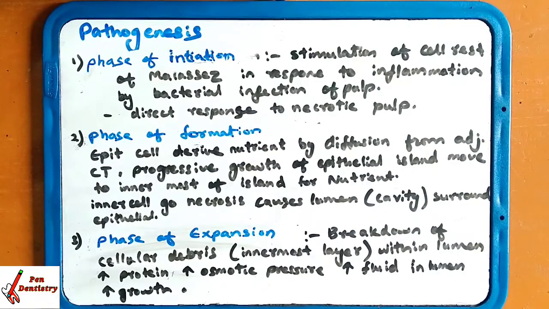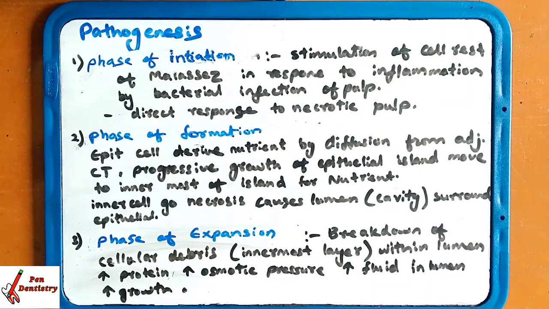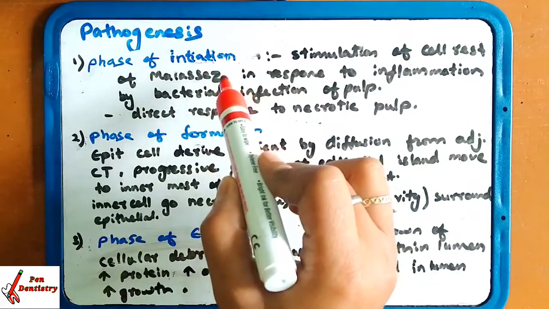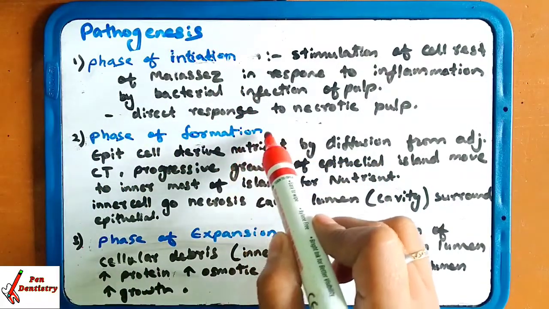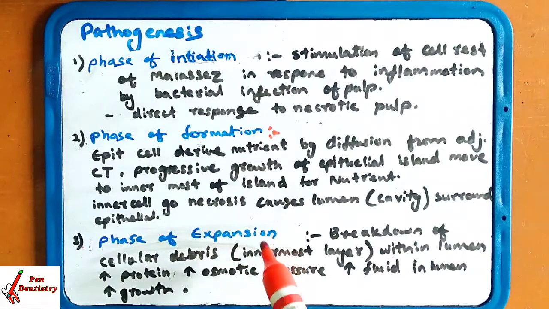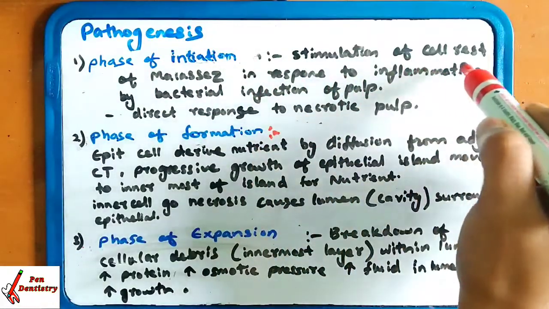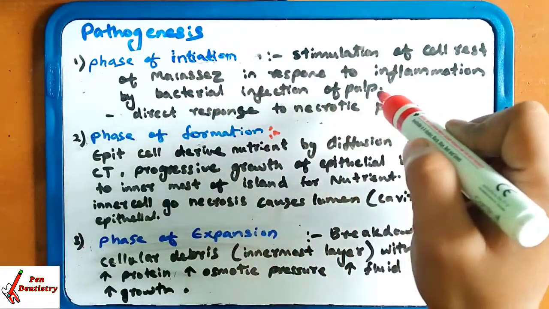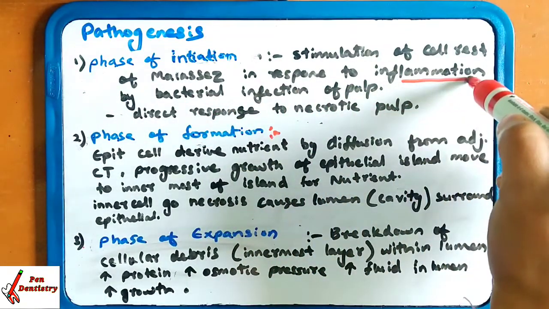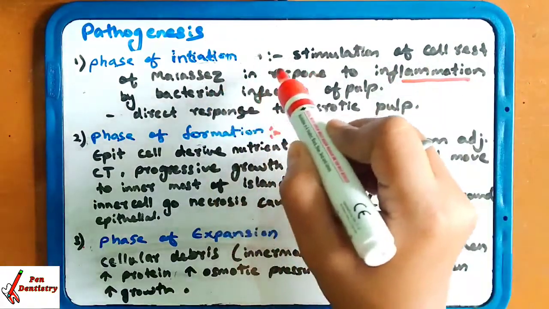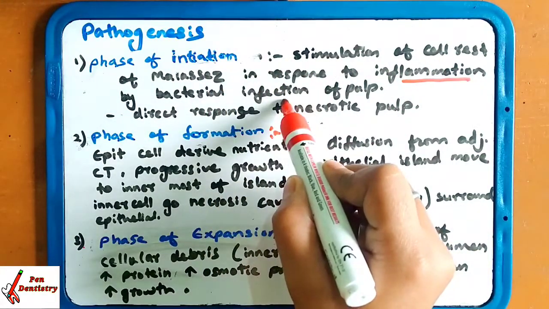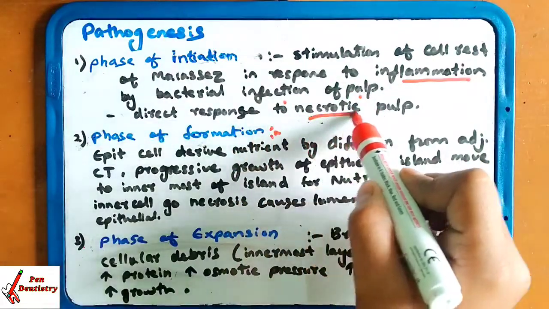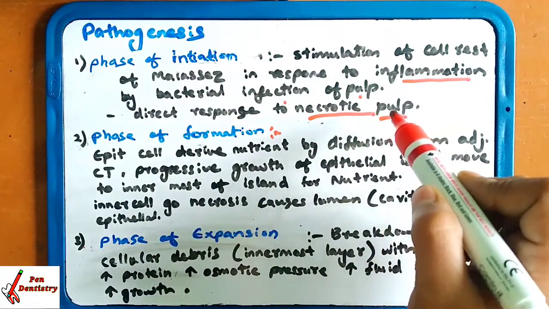Pathogenesis of the radicular cyst. It is done in three steps: first, second, third. The first one is the phase of initiation, then the phase of formation, and the phase of expansion. In the phase of initiation, stimulation of the cell rests of Malassez takes place in response to inflammation from the bacterial infection of the pulp. When there is an inflammation in the cell rests of Malassez due to the bacterial infection of the pulp, there is an initiation of the pathogenesis. It is a direct response to necrotic pulp.